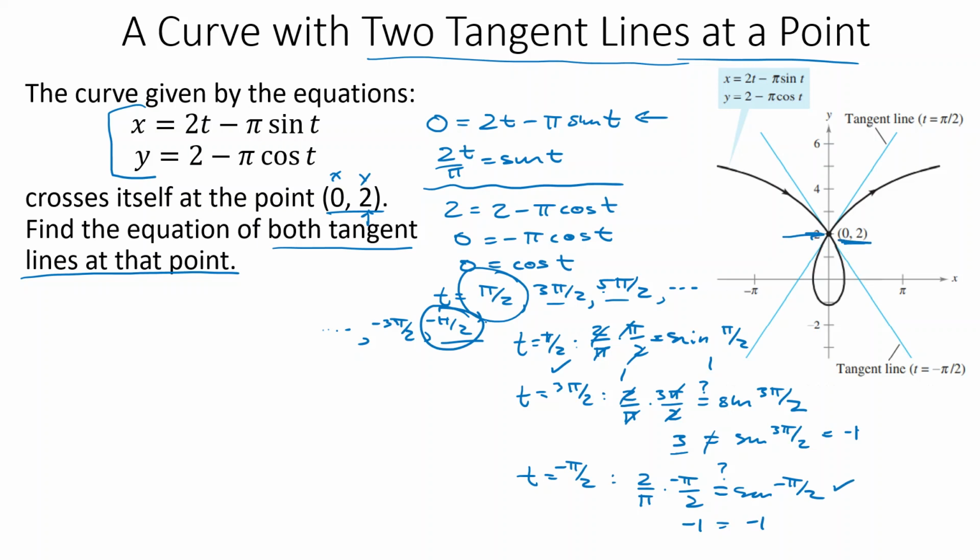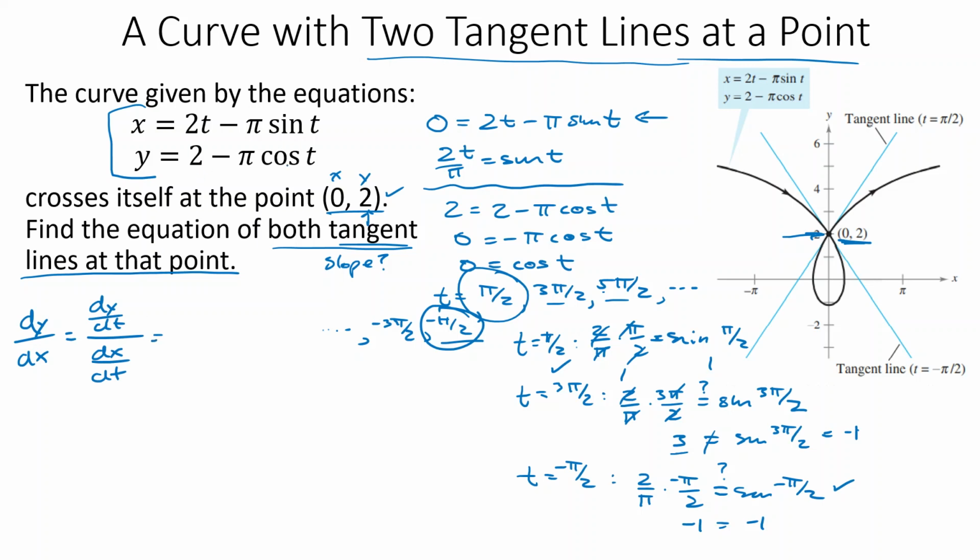So now I've got the t values. Now I can find the slopes at that point, and that's what I need for tangent lines. I need slopes and points. We've got the point, we need the slope. So we can now find dy/dx, which is dy/dt over dx/dt.